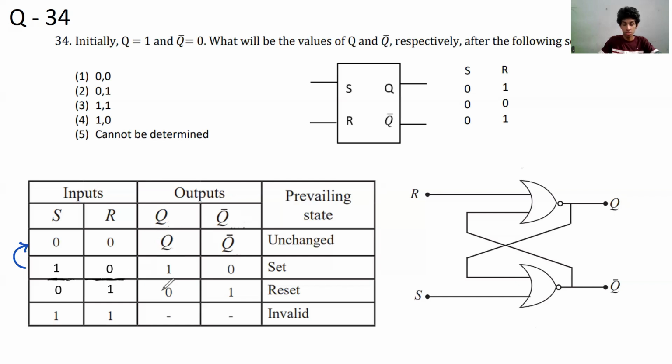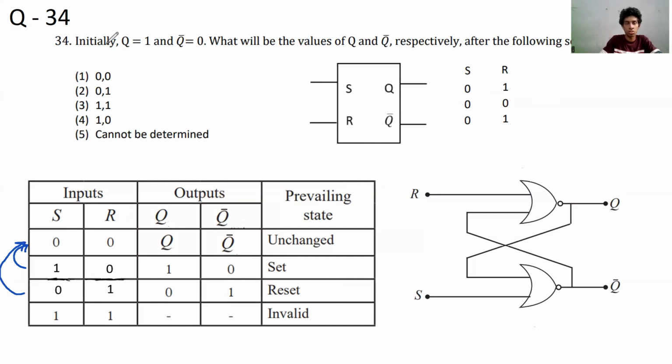And when the reset button is pressed, Q will be reset to 0 and Q bar will become 1. And when the reset button is released, again it will go back to this state where S equals 0 and R equals 0, and Q will remain at 0 and Q bar will remain at 1. So what happens when both the S and R values become 1? So that state is invalid because we don't press both the set and reset buttons at once. Now let's try to do this question.